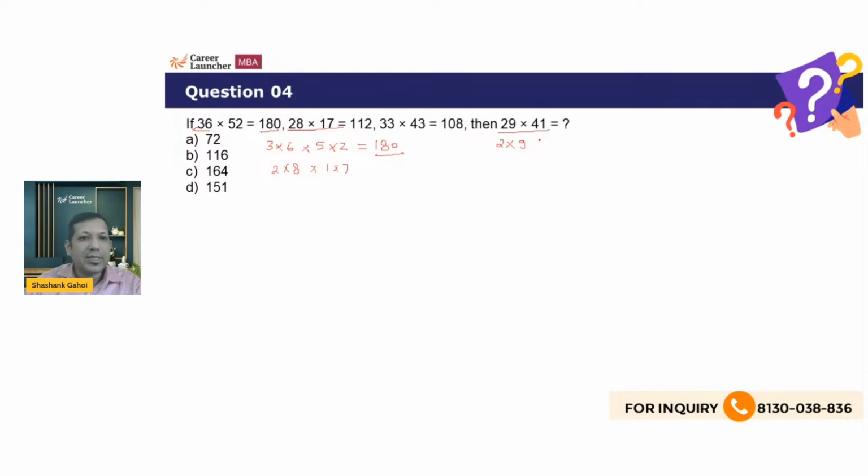2 into 9, that is 18. 18 into 4 into 1, that is going to be 72. That's option A. Simple. Nothing much to do.